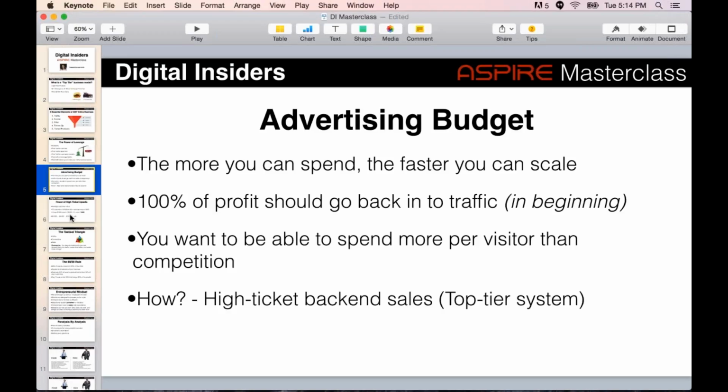You want to get that as high as possible so that you can afford to spend more on traffic, so you can outbid your competition, especially if you're running targeted advertising or Google AdWords, where for really targeted ads it could get kind of pricey and you might have a lot of competition. If you can outspend your competition, then you're going to get your ads placed more frequently, and you're going to be able to generate more traffic, more leads, and more sales.